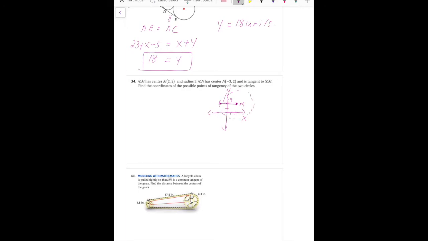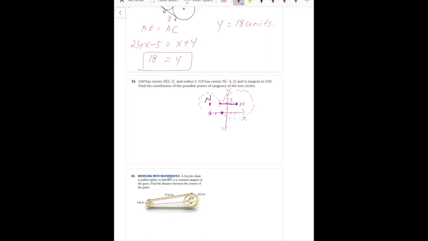Second circle, so the first circle is going to be like this, right? And for the second circle, to get an idea, I'm just plotting, it's not that neat. N is (-3, 2). So that means this is negative 1, negative 2, negative 3, and (-3, 2). That's N. And it is tangent to circle M.